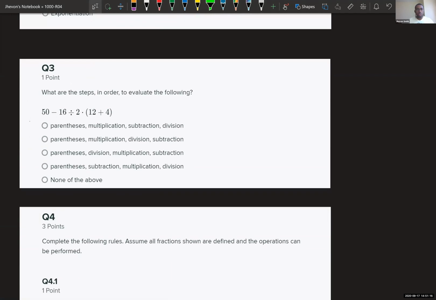Question 3: in what order would you take the steps to evaluate this? What's the first thing that would occur here? Parentheses. What's inside the parentheses, so that's the first thing. What's the next thing? Division. Because of PEMDAS, notice that there's both a multiplication and a division. They're the same priority, so you read from left to right. So the division will be next, then multiplication, then finally the subtraction.